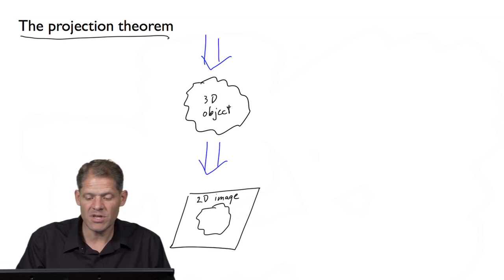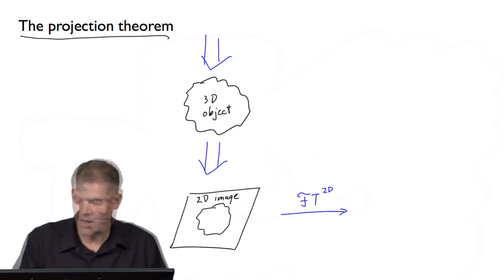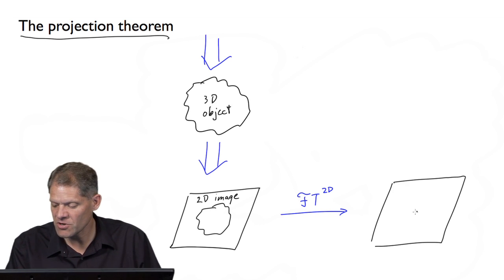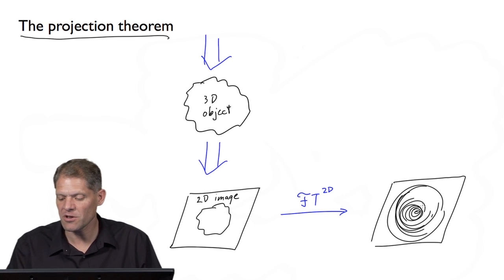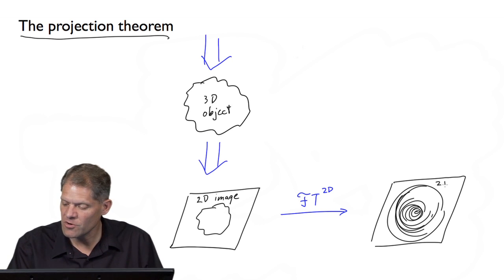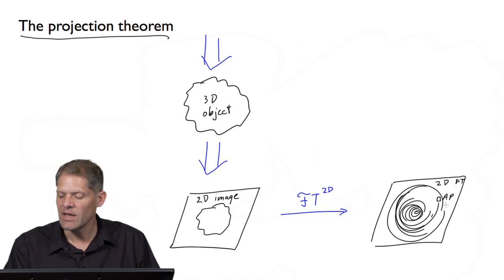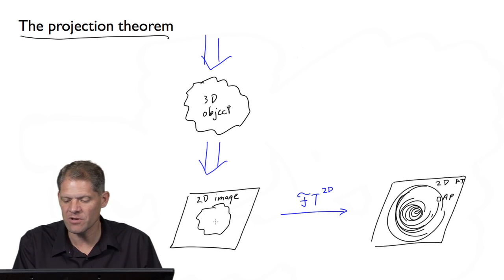Now, you could calculate the two-dimensional Fourier transform of that image, and the result would be a two-dimensional Fourier transform, which I'll draw with some kind of circular pattern. So this is a two-dimensional Fourier transform. And remember that this is full of pixels, a bunch of amplitudes and phases. Each pixel represents one structure factor present in the two-dimensional image.